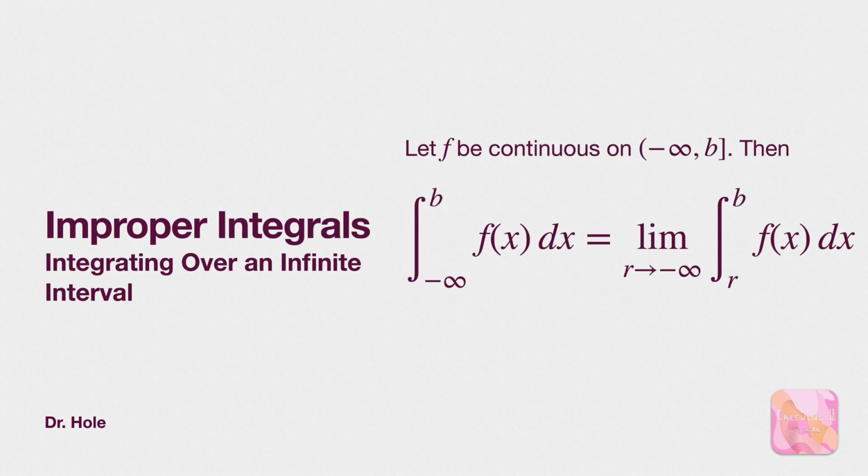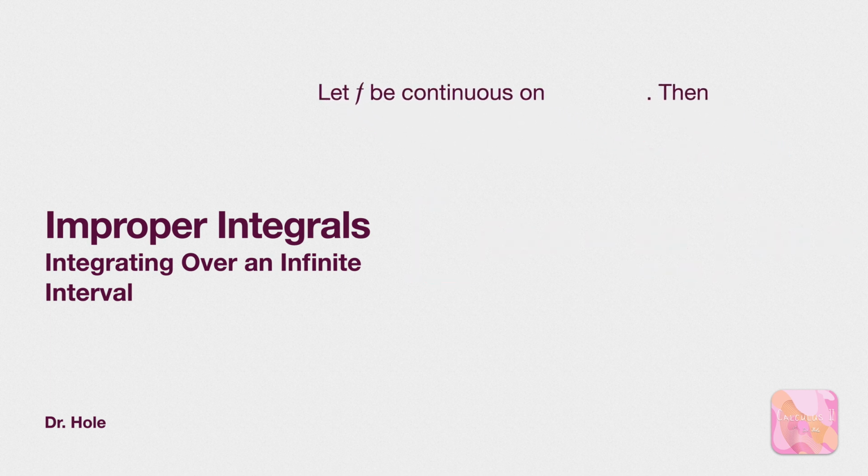All right. On the other hand, we can consider a lower limit being negative infinity. This is also an improper integral, and we swap out with a placeholder and let that placeholder tend to negative infinity to determine the convergence or divergence.